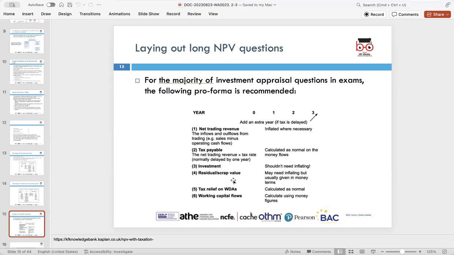Tax relief and working capital flows. Tax relief: writing down allowances provide tax relief on capital investments. Working capital flows are the fluctuations in cash flow due to changes in working capital, such as inventory levels or accounts receivable.